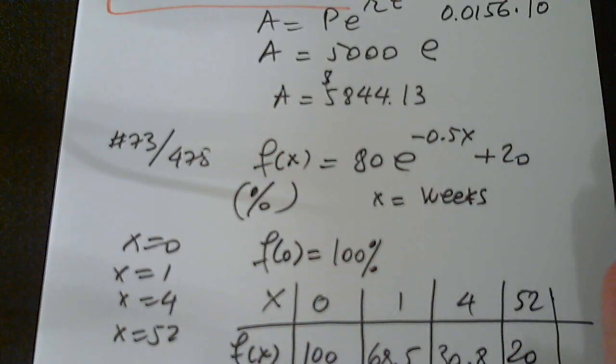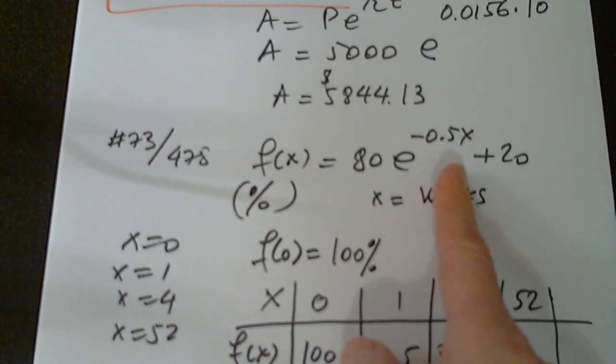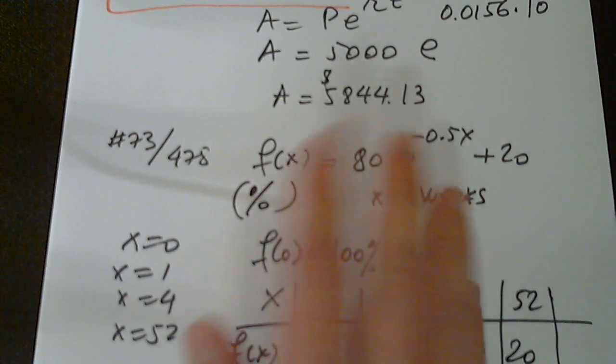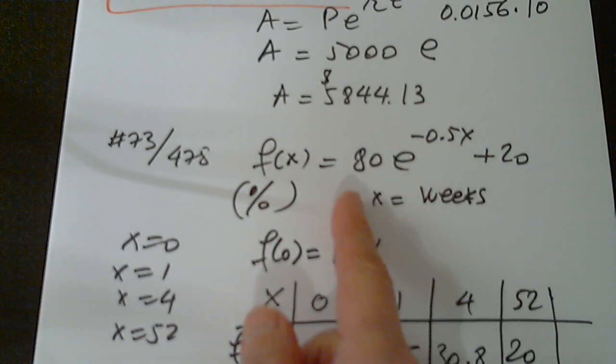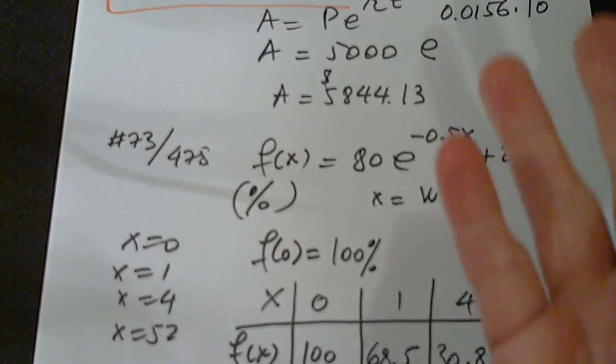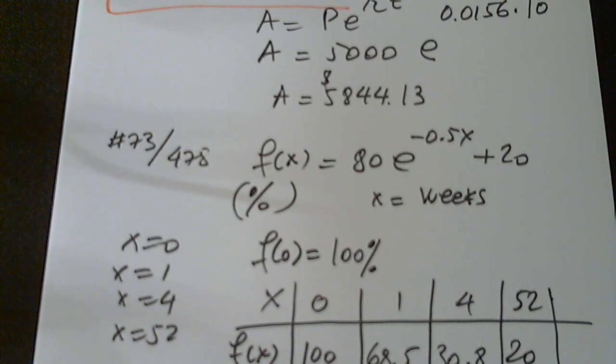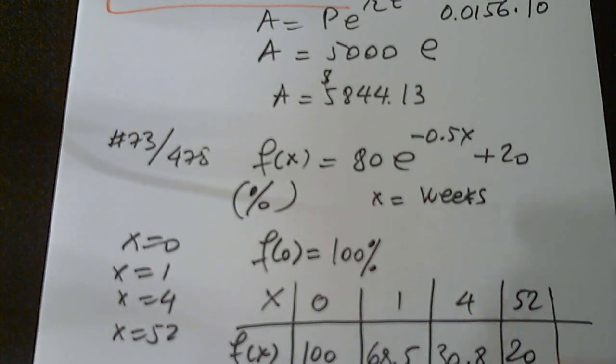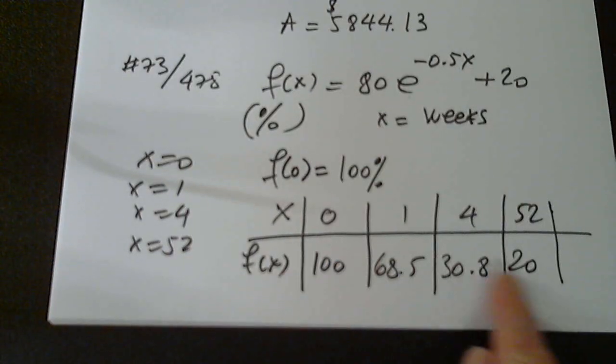So, what do we know about this function? Not much, but we do know that it's decreasing, e to negative 0.5x. We know it's an exponential. It has some transformations, with 80 in front and 20 added. It's not a pure exponential, but it has an exponential function in it with some transformations. We were asked to determine the function values at 0, 1, 4, and 52.